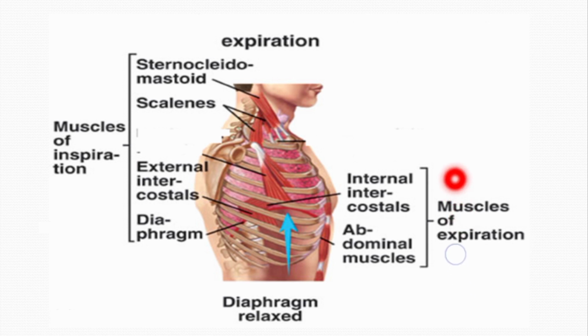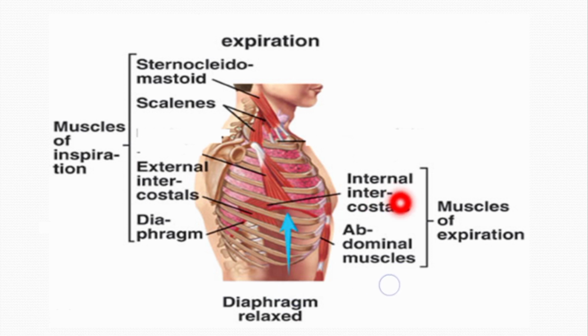Sometimes the process of expiration becomes active. Normally, as I said, it is a passive process, it occurs because of the relaxation of the muscles of inspiration. But sometimes expiration also becomes an active process, for example, during exercise, during forceful expiration, or sometimes in patients of asthma. So, when expiration becomes an active process, then the muscles of expiration are also used, and they are abdominal muscles and internal intercostal muscles. Abdominal muscles contract, and internal intercostal muscles also run in between the ribs, just like the external intercostals, but their direction is opposite.